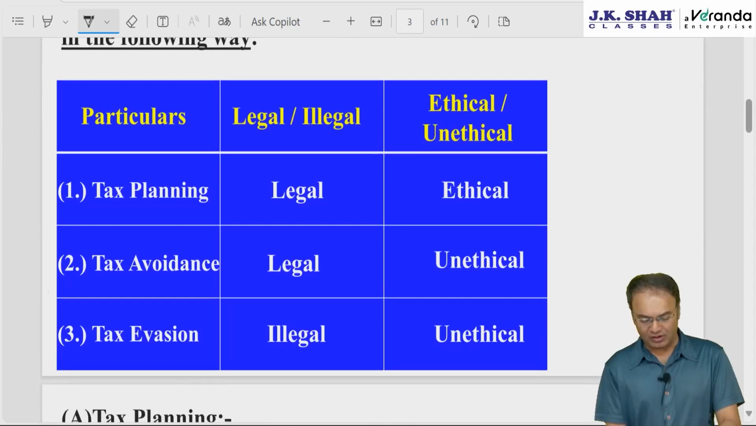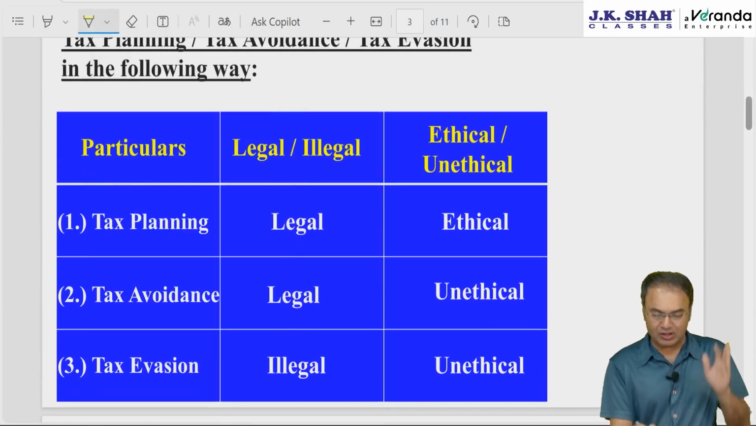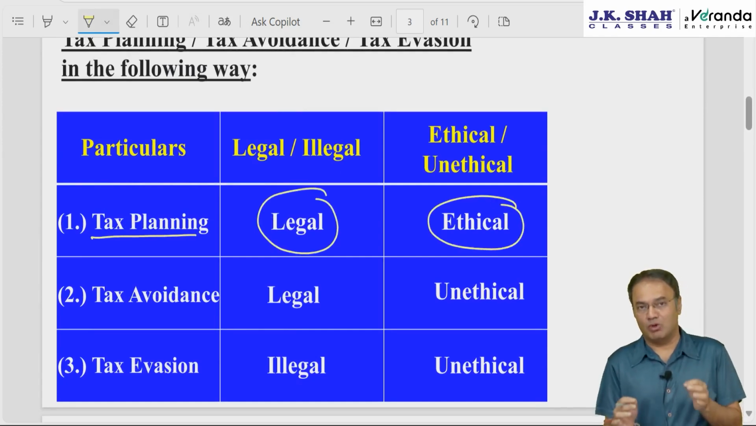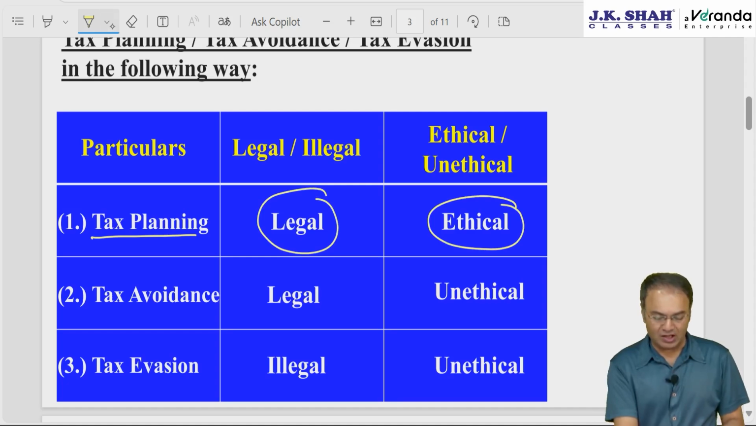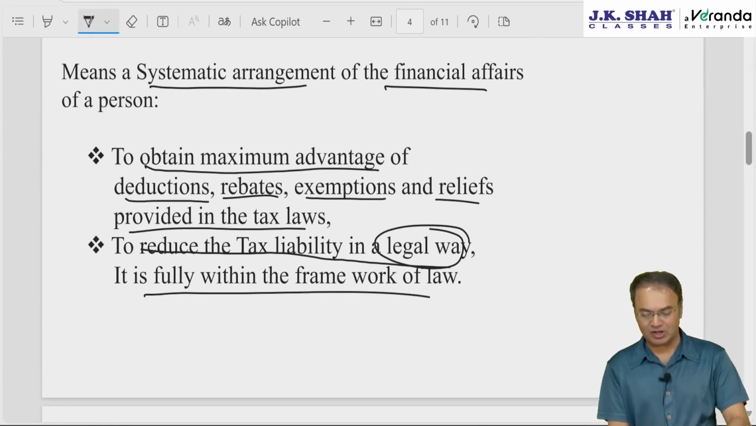So, if you refer to this table, we can conclude, this table I would repeat at the end of the chapter also. Tax planning is legal also and it is ethical also. On moral grounds also it is correct and legally also it is allowable. Government itself offers us some discounts.